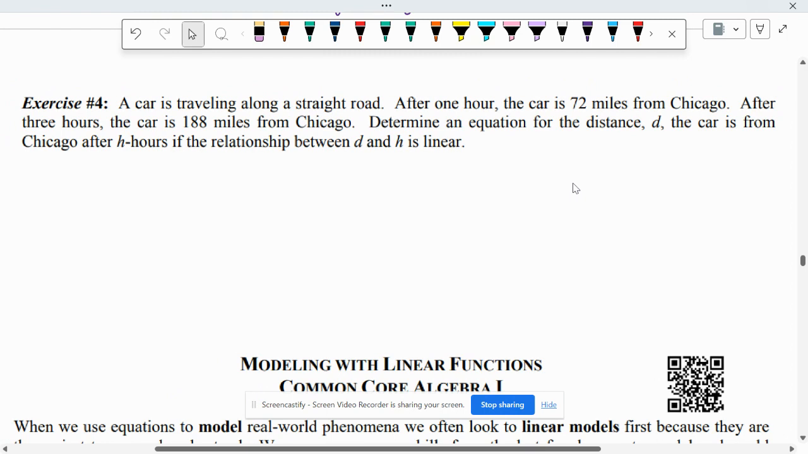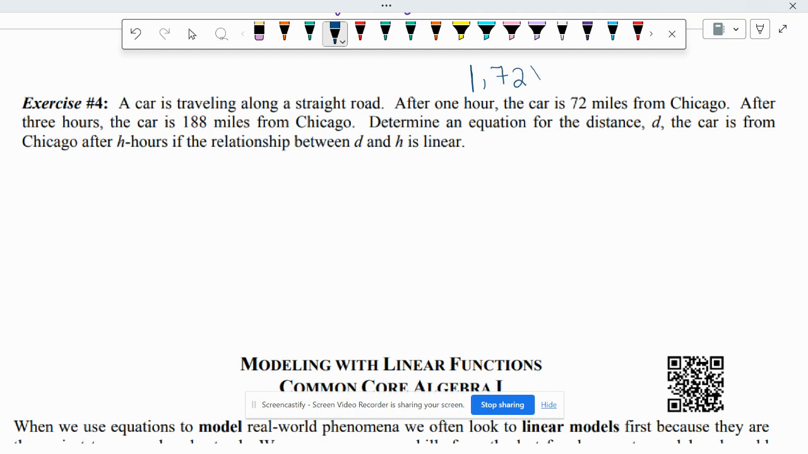Okay, so a car is traveling along a straight road. It really doesn't matter if the road is straight as long as it's traveling at a constant rate. So it says after 1 hour, that's my time, the car has traveled 72 miles. That's my first ordered pair. After 3 hours, the car has traveled 188 miles. That's my second ordered pair.